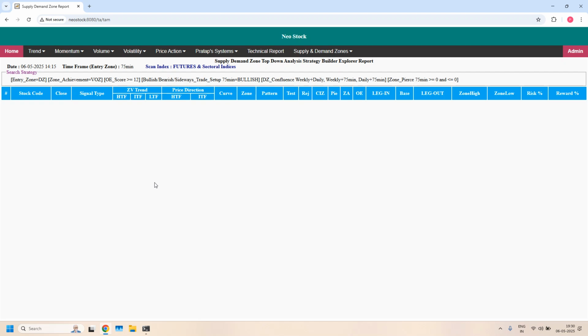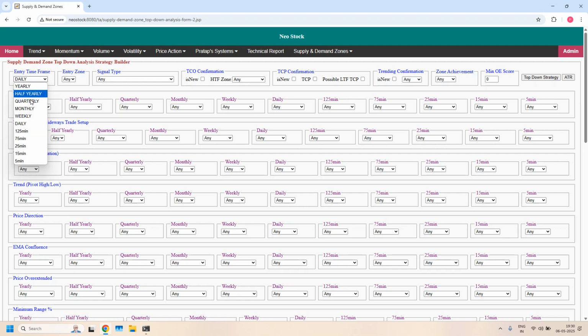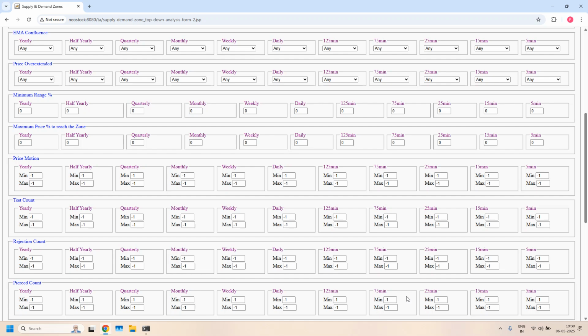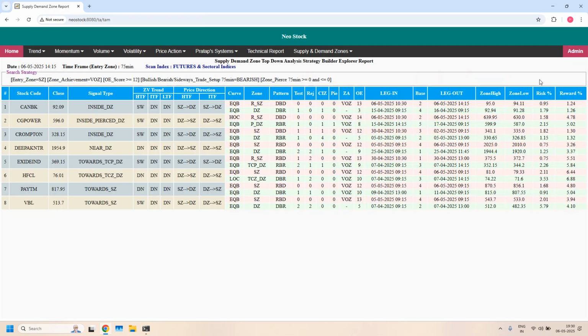Fine. This is about the bullish trade setup for weekly income trade. Next, bearish trade setup for weekly income trade. Entry time frame 75 minutes, entry zone supply zone. At 75 minutes, I am selecting bearish. Zone achievement VOZ, minimum odd and enhancer score 12, and also pierced count at the 75 minutes time frame, minimum value 0, maximum value 0. With these filters, we got 8 stocks. These 8 stocks are supporting bearish trade setup for weekly income trade, and entry time frame zones are 75 minutes supply zones.